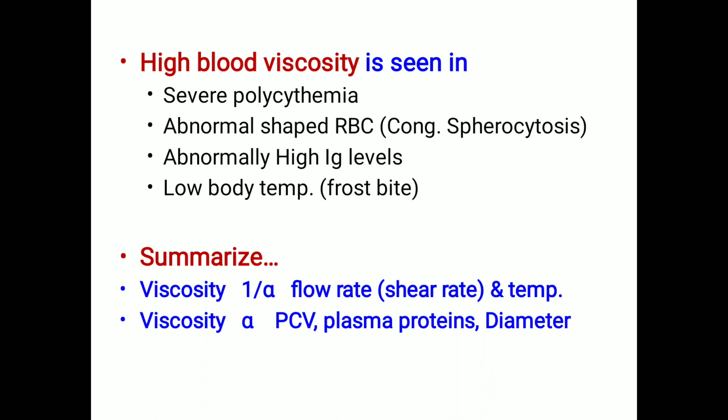A high viscosity state is seen in polycythemia, abnormally shaped RBCs, abnormally high immunoglobulins, and low body temperature. So as you can see here, the blood viscosity is increased in severe polycythemia, abnormal shape of RBC, abnormally high immunoglobulins, and low body temperature.